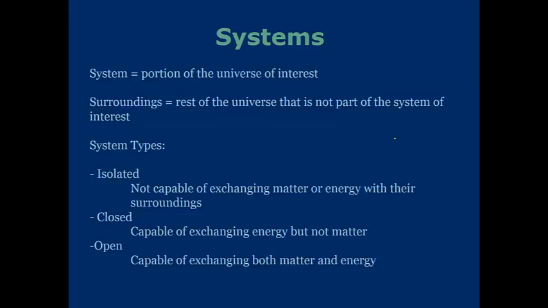When talking about the zeroth law, we need to talk about systems as well. A system, quite simply, is a portion of the universe that is of interest. Note, it can be any size. The surroundings are basically everything else. There are three types of systems. The first is an isolated system. These systems are not capable of exchanging matter or energy with their surroundings. A closed system is capable of exchanging energy but not matter. An open one can exchange both matter and energy. Keep in mind that an isolated system technically doesn't truly exist. No matter how hard we try, there is always some form of exchange occurring.